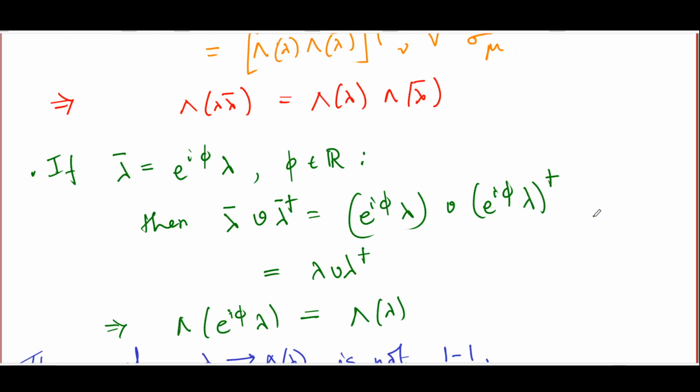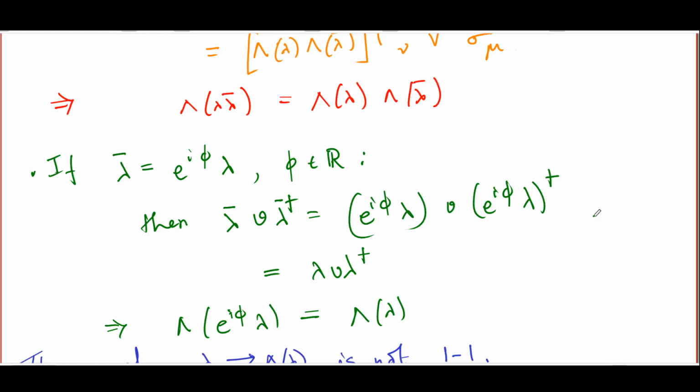In other words, the Lorentz transformation which is induced on capital V by lambda is exactly the same as the one which is induced by e to the i phi times lambda. So this particular map is actually infinity to 1, because there are infinitely many 2 by 2 matrices related to each other by this multiplication by a phase factor, which will all lead to exactly the same Lorentz transformation.